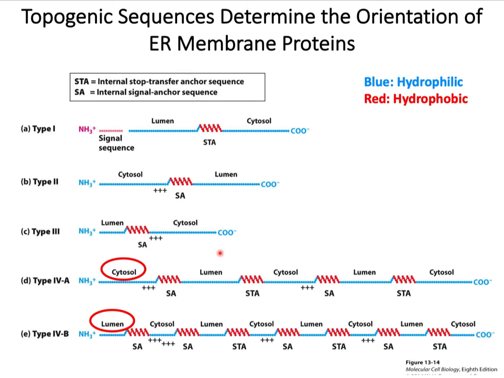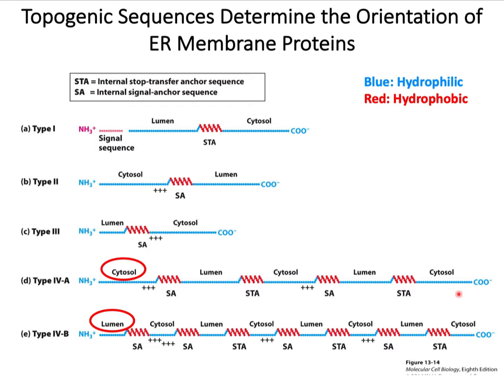So here you can easily see that the type 4A proteins have no N-terminal signal sequence either. Their N-terminus is in the cytosol and they have alternating type 2 SA sequences and STA sequences. That means the high density of positively charged amino acids on the N-terminal side is going to be towards the cytosolic side. This is membrane anchored, and then it's going to be on the luminal side. Then you have again membrane anchored, and this will be the cytosolic side. So you can easily see that wherever you have the cytosolic side, that side is getting the positive charge and so on.